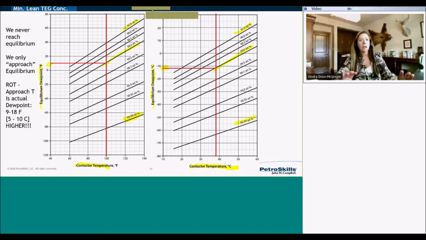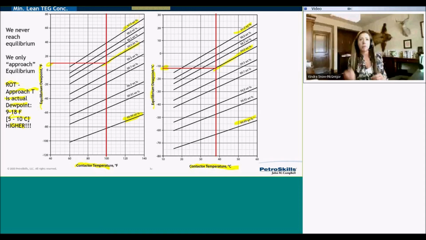All right, but here's the deal. We will never reach equilibrium in our field units. It just doesn't happen. We will approach equilibrium. And a good rule of thumb is that our typical approach temperature is actually 9 to 18 degrees Fahrenheit or 5 to 10 C higher. All right, so my actual dry gas dew point leaving that contactor is 9 to 18 Fahrenheit higher. All right, so if I didn't do anything, I would never meet my gas spec, right? Because I'm not going to get to equilibrium.